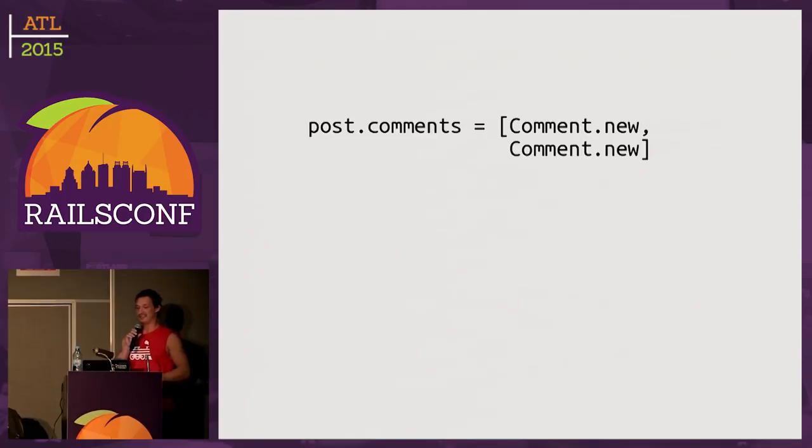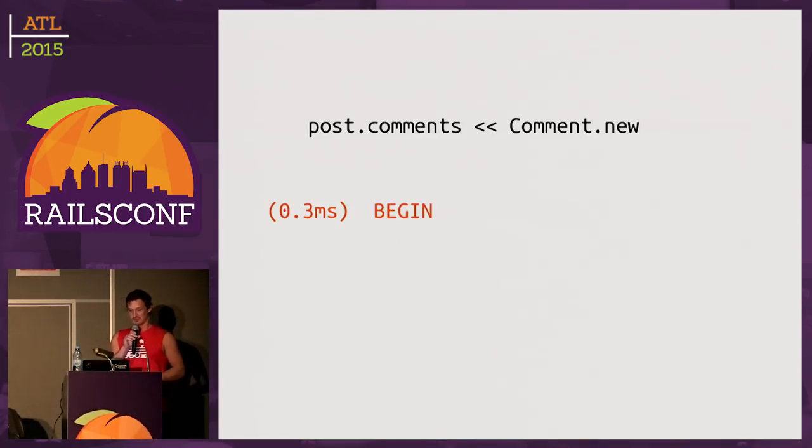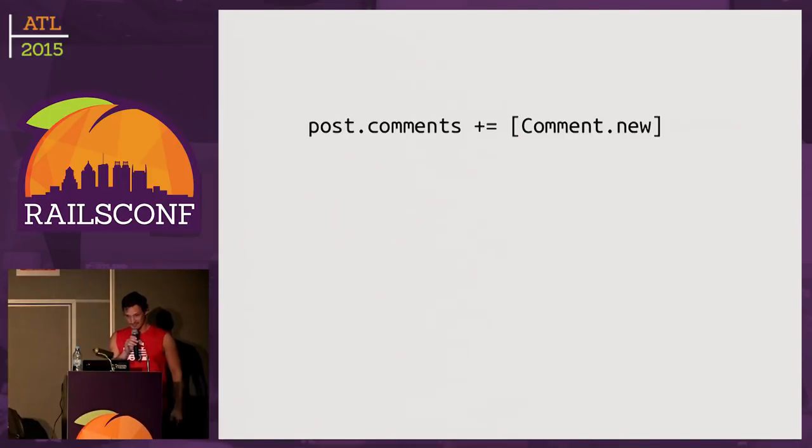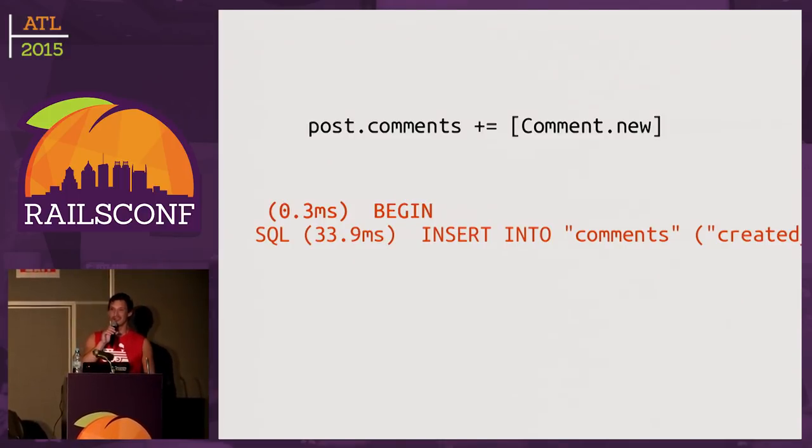I have tried this, and it saves the comments. I've tried this, and it saves the comments. And I've tried this, and it saves the comments. Can anyone here explain how I can prevent Active Record from saving the comments until I call save? .build? But .build calls .new internally, doesn't it?